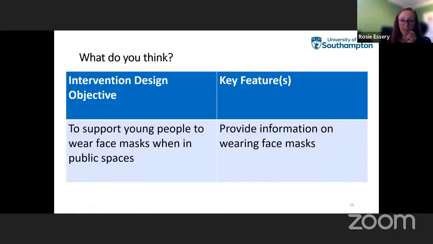So I want to give you a chance now to vote. Based on what we've just talked about, we're now going to give you a chance to vote on whether you think this is a good example of a guiding principle or if you think it needs some work. So this is an example of a guiding principle that was for an intervention to promote health protective behaviours amongst young people during the pandemic. So just have a think about whether you think that's a good example or if it needs some work.